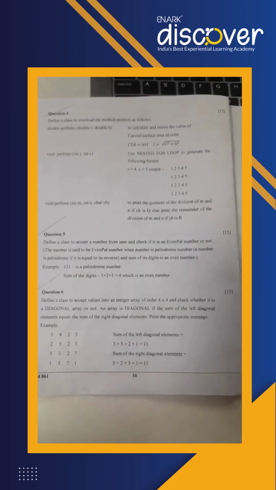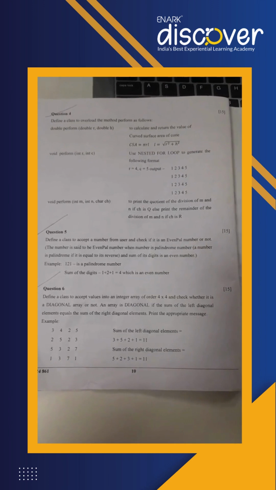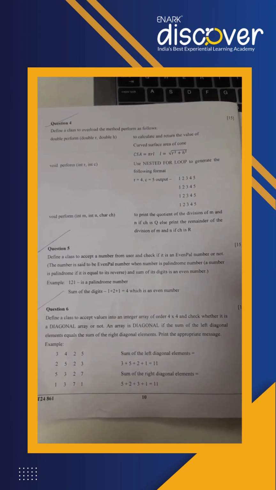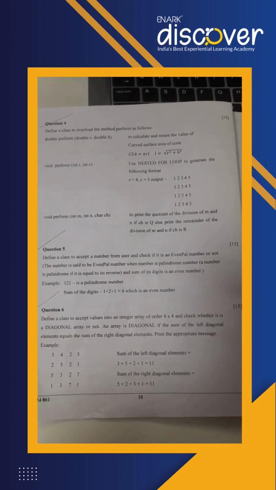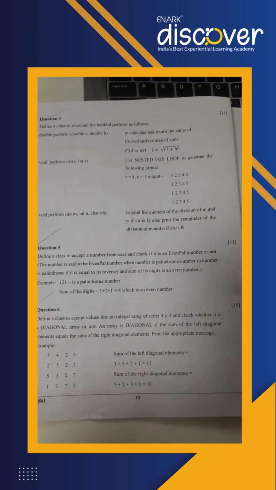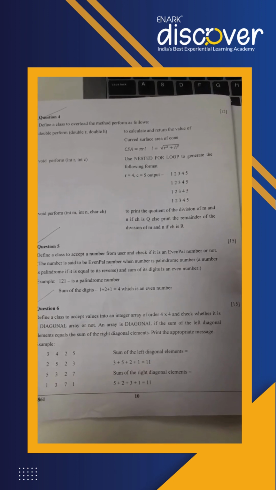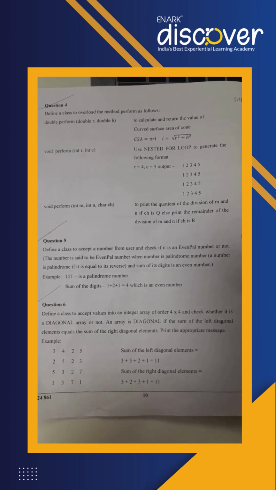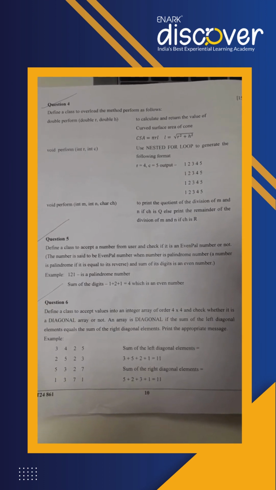Let us see the next question. Question 4 is of function overloading. We have to overload the function perform in 3 different ways. The first function perform gets parameters as double R and double H, and we are calculating the curved surface area of a cone.